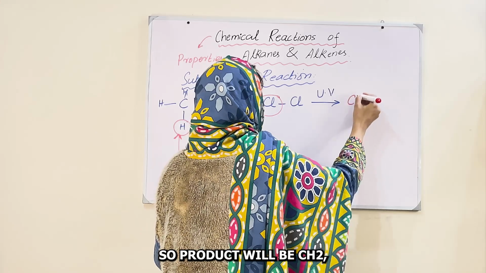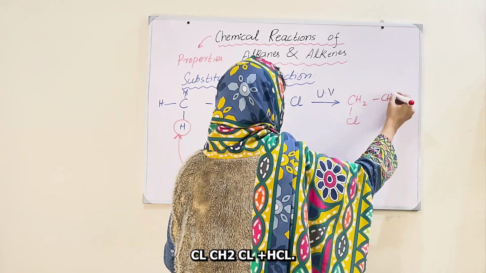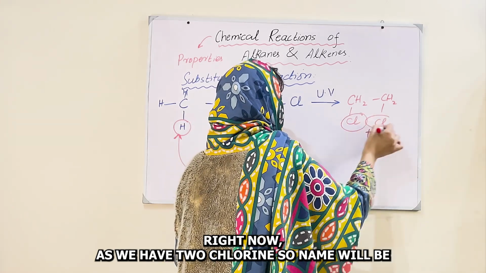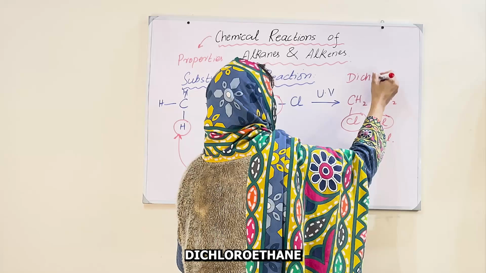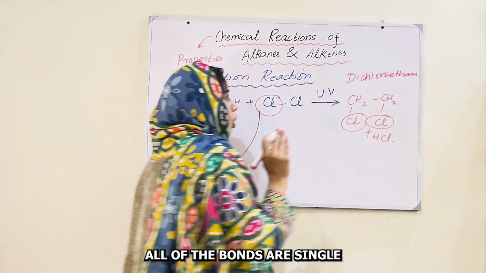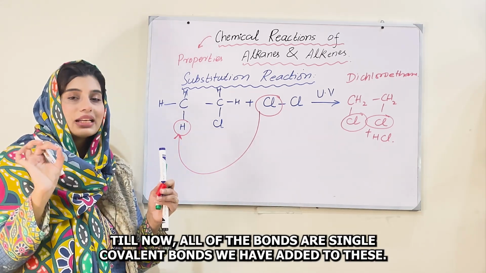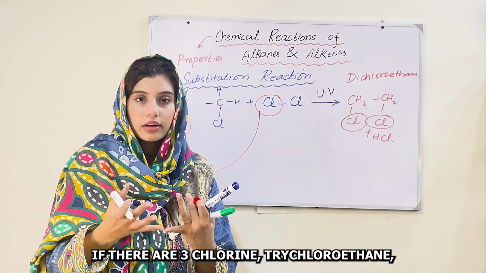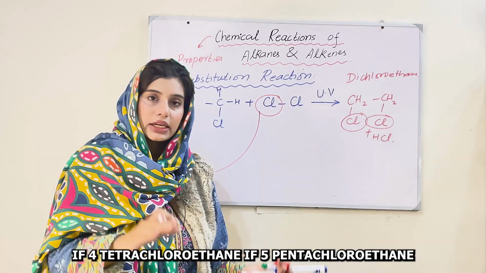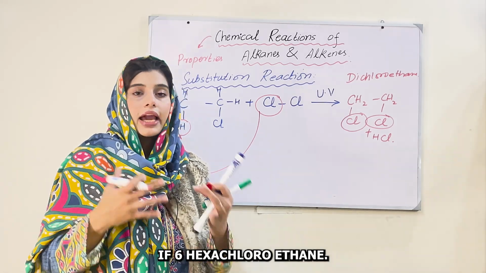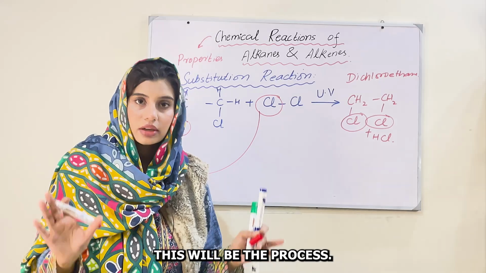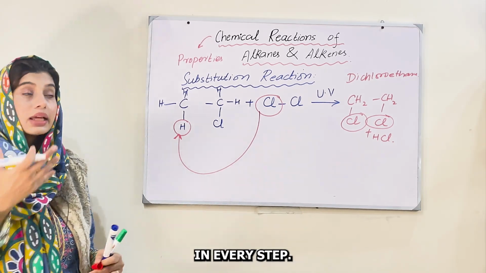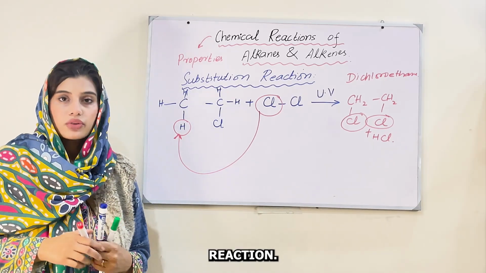So the product will be CH2Cl, CH2Cl plus HCl, right? Now as we have two chlorines, the name will be dichloroethane. Till now all of the bonds are single covalent bonds. We have added two chlorines. It is now dichloroethane. If there are three chlorines, trichloroethane. If four, tetrachloroethane. If five, pentachloroethane. And if six, hexachloroethane. The whole process will repeat itself and a new product will be produced in every step. This type of reaction is called substitution reaction.